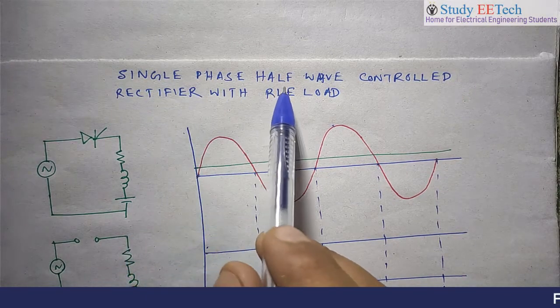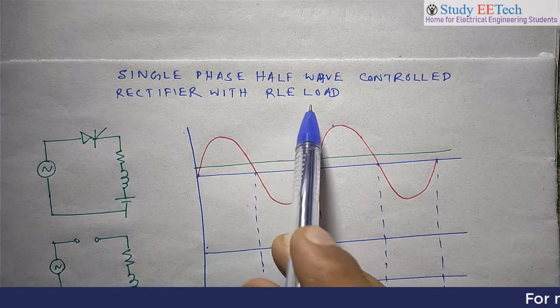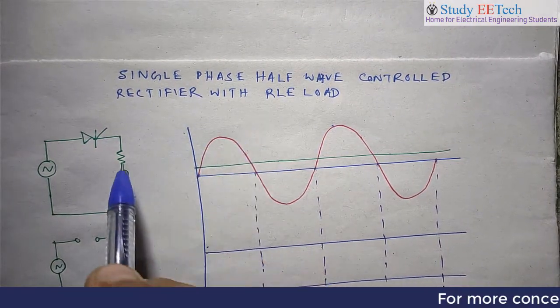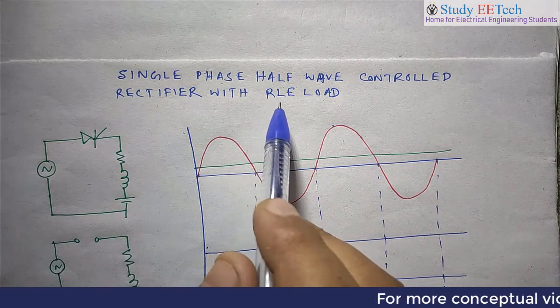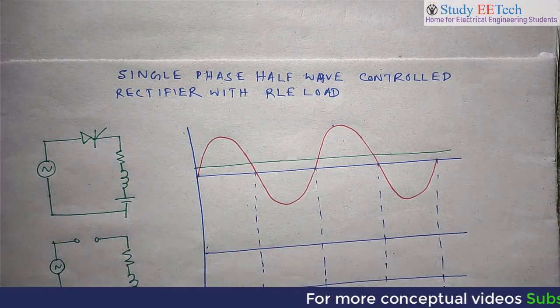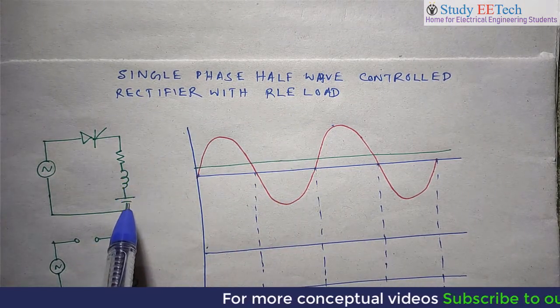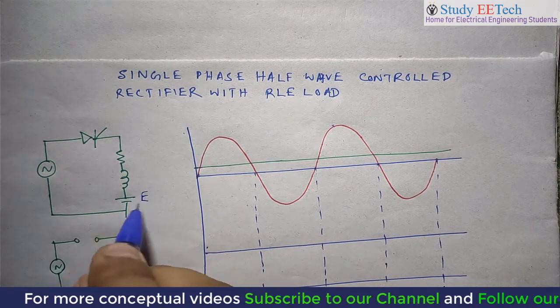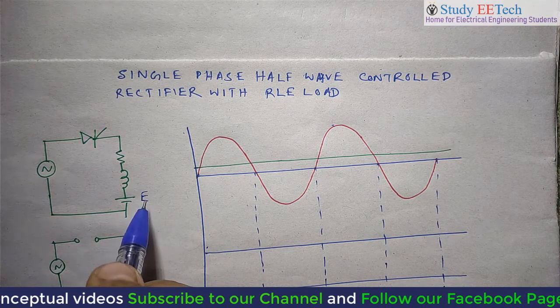Single phase half wave controlled rectifier with RLE load. Well, in the previous video we discussed RL load. Now we are taking RLE load. RLE stands for the motor load, where E represents the back EMF of the motor, right?